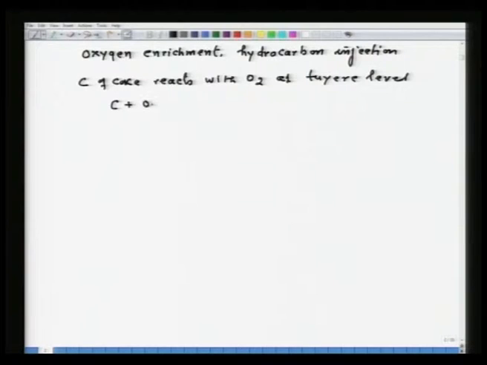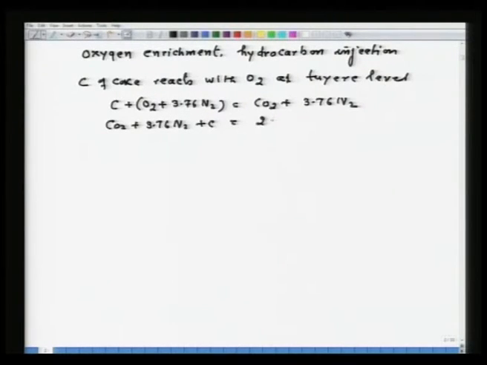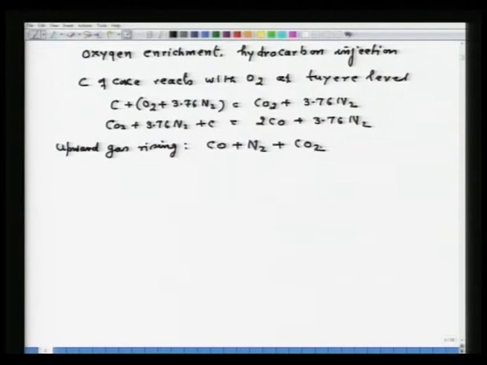C plus O2 plus 3.76 N2, that is the 1 mole of air, immediately forms CO2 plus 3.76 N2, and this CO2 plus 3.76 N2 in presence of excess carbon forms 2CO plus 3.76 N2. So, the upward rising gas consists of CO plus nitrogen.